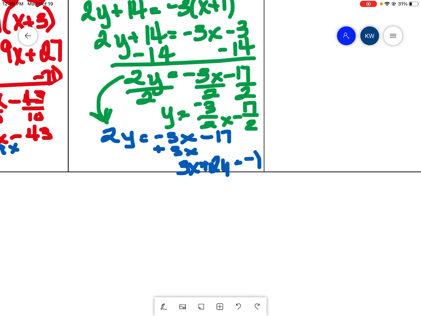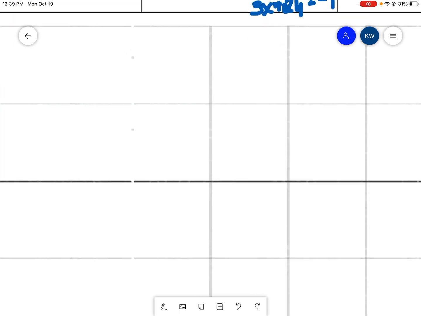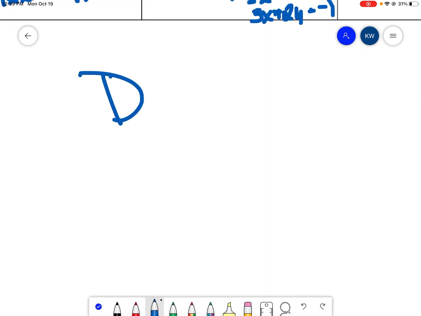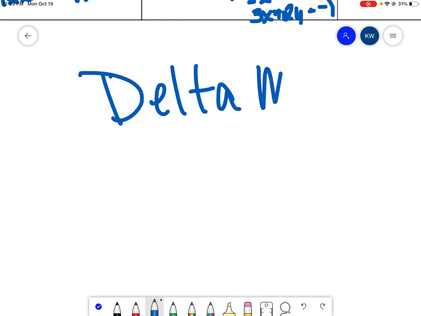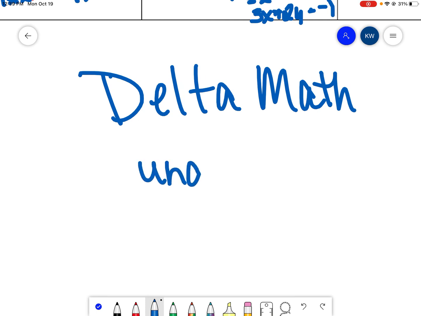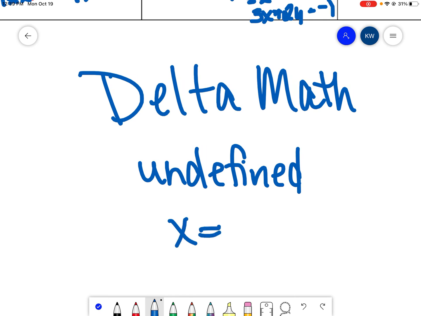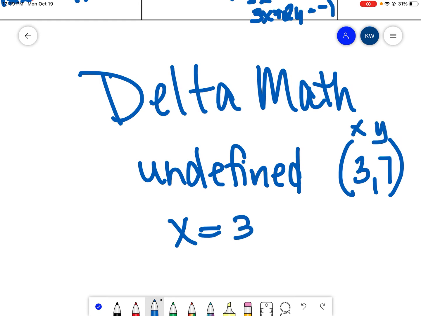Now, your homework today is on Delta Math. The only thing that I did not cover is what happens if the slope is undefined. If the slope is undefined, then it's not going to fit one of those other formats. It's going to start with x equals. So if they give you a point 3,7 and it has an undefined slope, the equation of that is going to be x equals, which one of these is my x value? The 3 is. It is simply going to be the equation x equals 3.